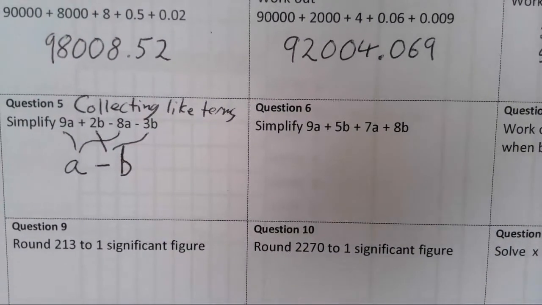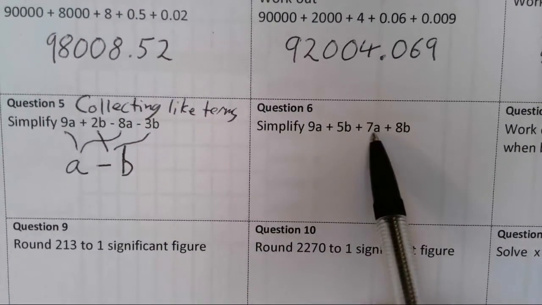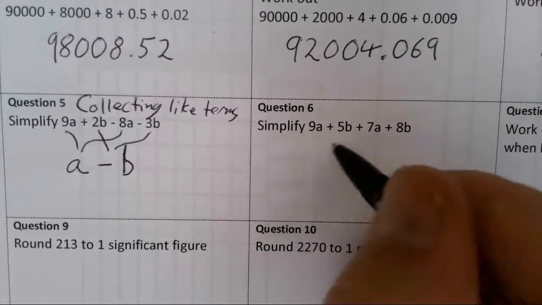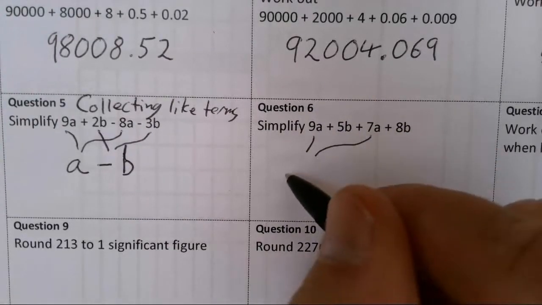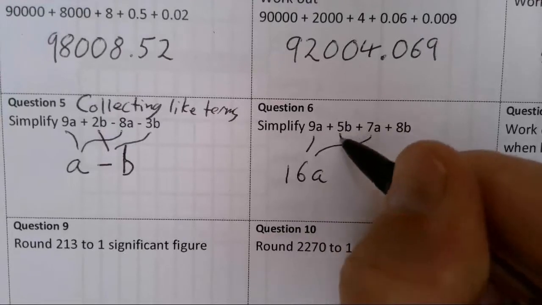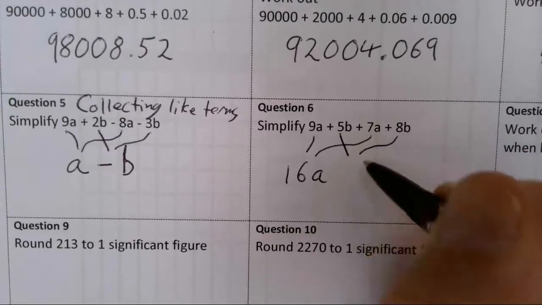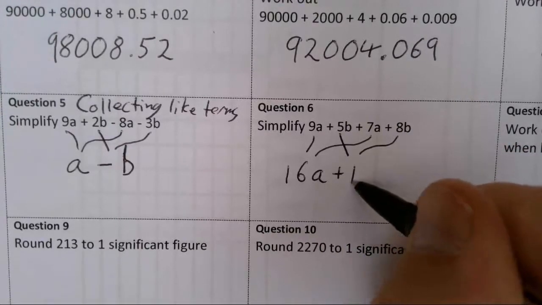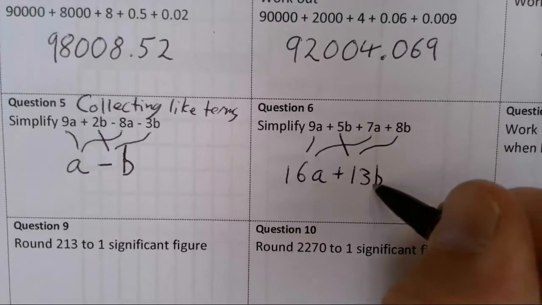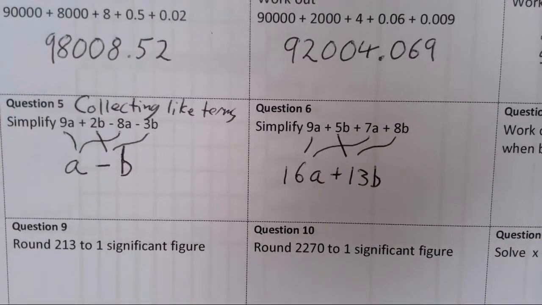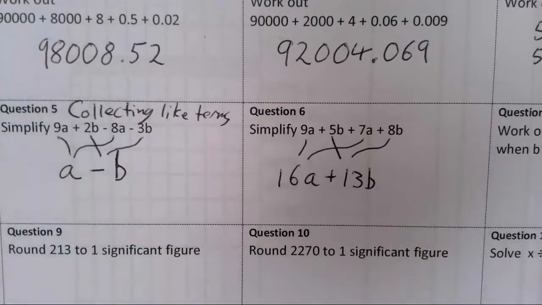Question 6. 9A plus another 7A gives me 16A. So I'm going to put those together. And 5B plus another 8B gives me 13B. It's just as simple as that, addition like that. You just have to see which one's which.